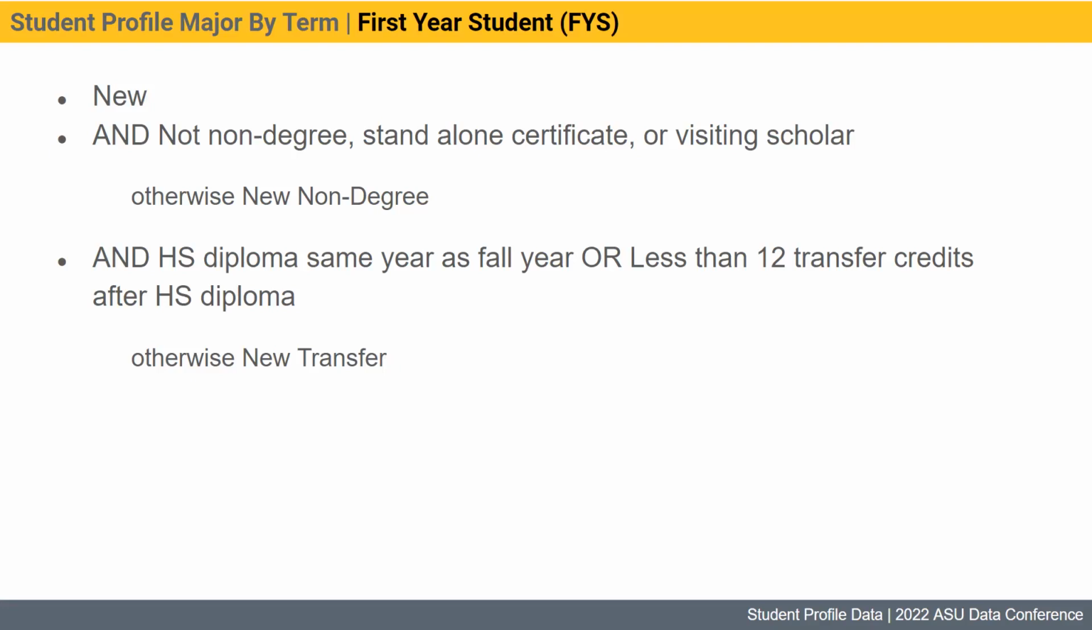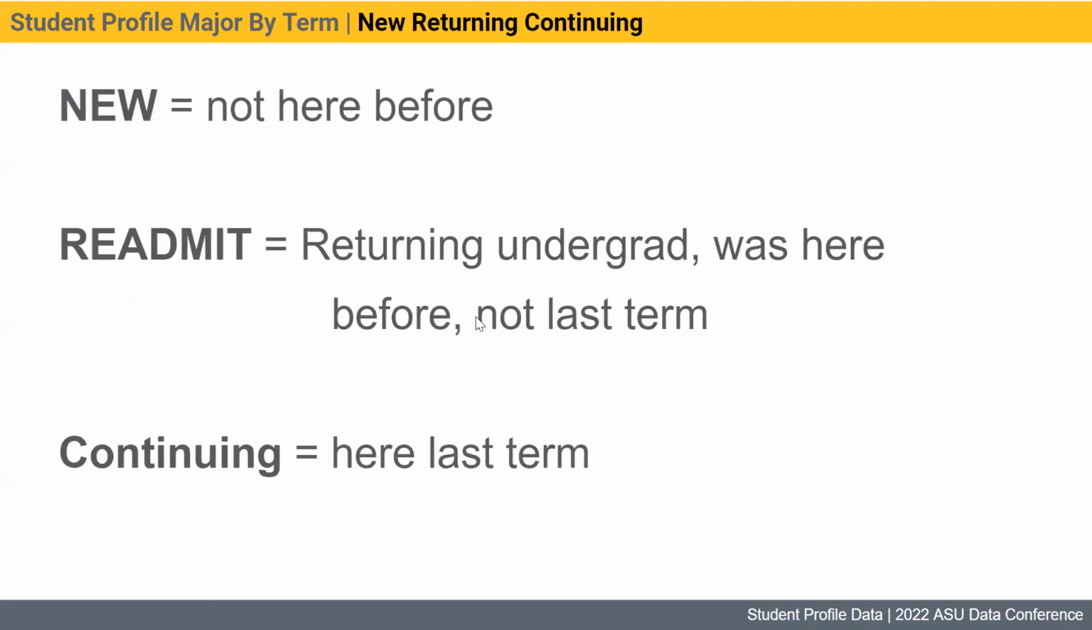So if they're not non-degree, standalone certificate, or visiting scholar, and their high school diploma is the same year as the fall, so we're in fall of 23 right now. If they graduated from high school in 2023, they would be a first-year student, regardless of how many credit hours they have. If they had less than 12 credit hours before coming to ASU, and they did not graduate from high school in 2023, they're a new transfer student. I probably just jumbled that all up. Let me know if you want me to try to repeat. I'm going to go on though.